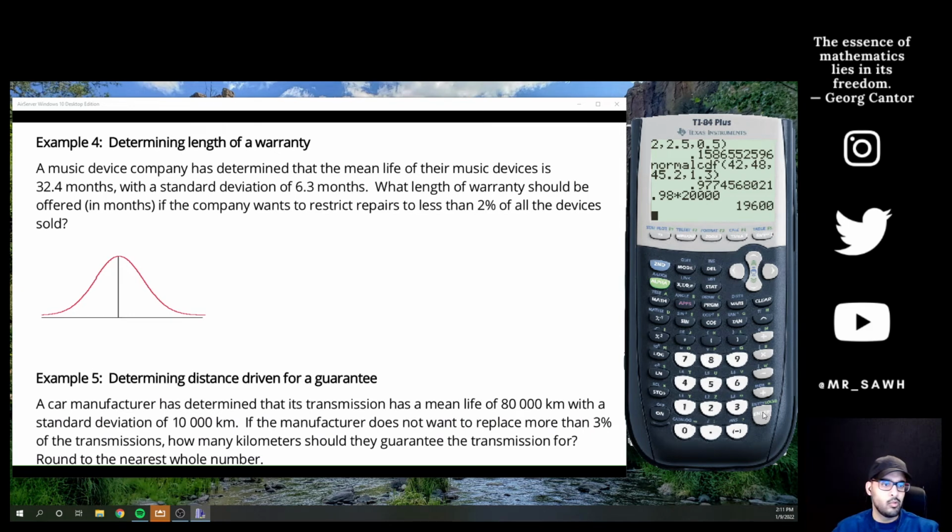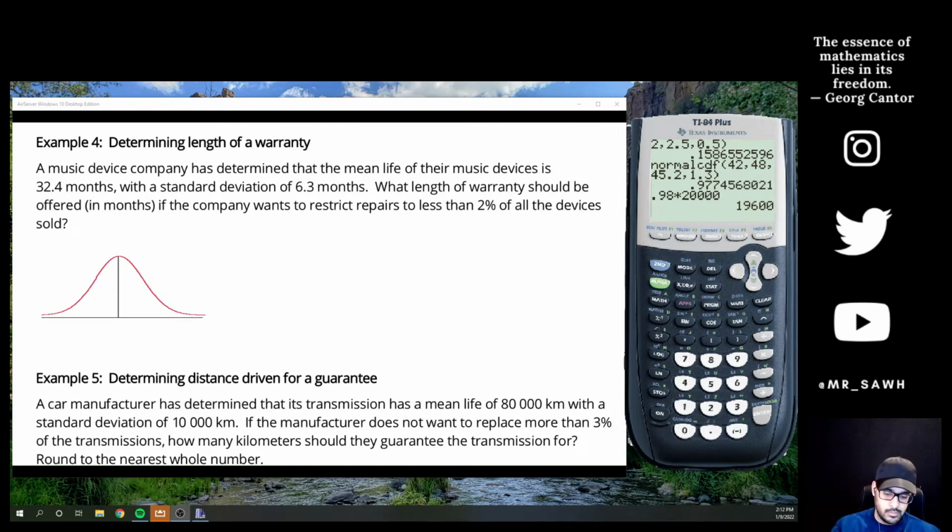Okay, determining a length for a warranty. There's a lot of different ways that the same question could get asked. So this music company determines the average life of their music devices. It's 32.4 months, so just under 3 years or so, with a standard deviation of 6.3 months. What length of warranty should be offered if they want to restrict repairs to less than 2%? Right, less than 2% of all devices sold.